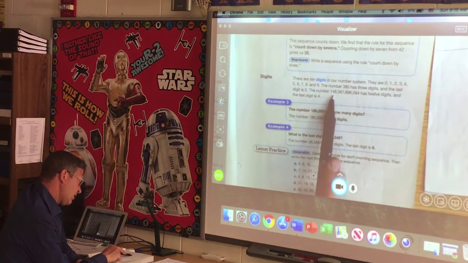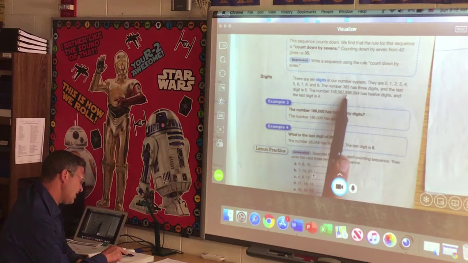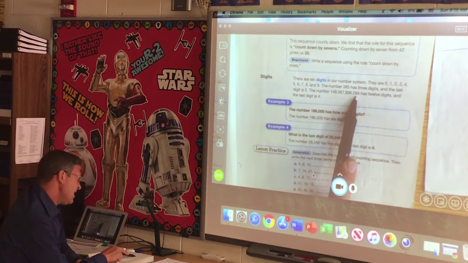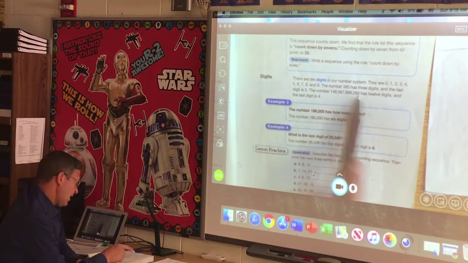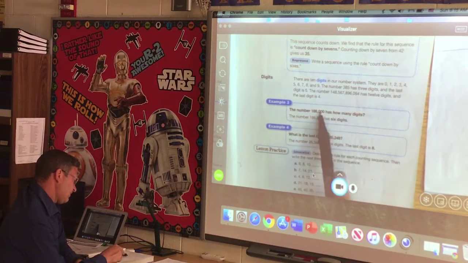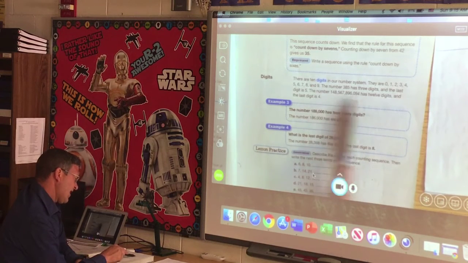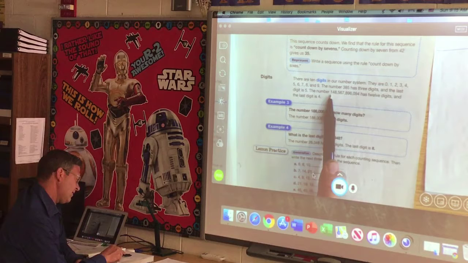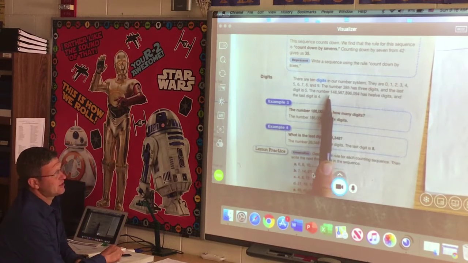Look at this one. Oh my goodness gracious, it has 12 digits. This is 148,557,896,094. And it has 12 digits. Okay, the last digit in that one is a 4. The first one's a 1. So now they're going to ask you questions like that.